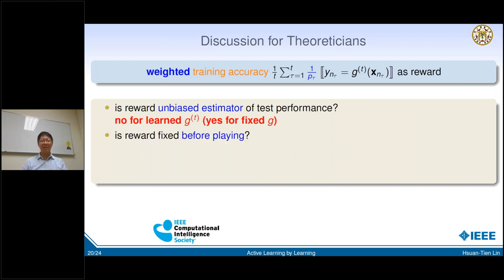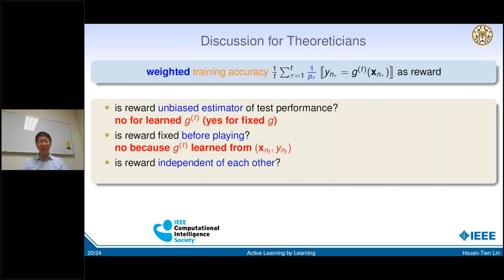Also, you may ask, typical bandit algorithms ask the environment to be somewhat fixed before the bandit algorithm makes the choices. That's for a fair game, basically, with no room for cheating and so on. But in our design, no, because we have this G_t actually learned from the queried examples. These queried examples are used to update to a new classifier, and we use this new classifier to evaluate the reward. So before playing, the reward is not fixed. After playing, the reward is fixed. So this again violates the theoretical bandit assumption that other researchers designed for the bandit algorithm.